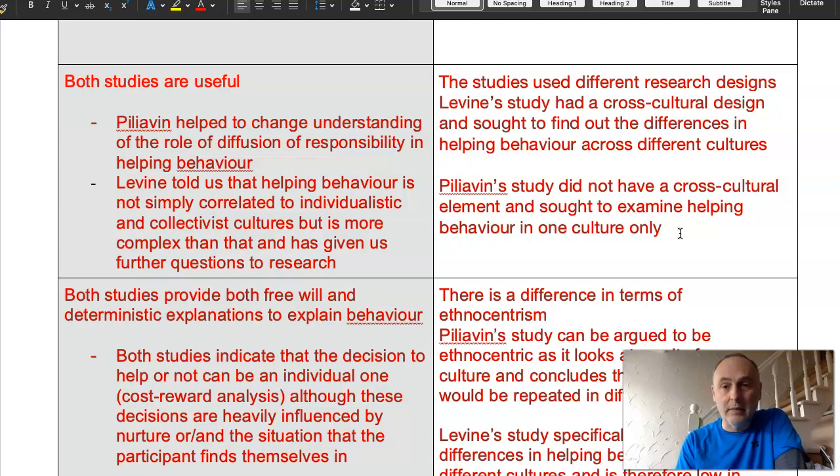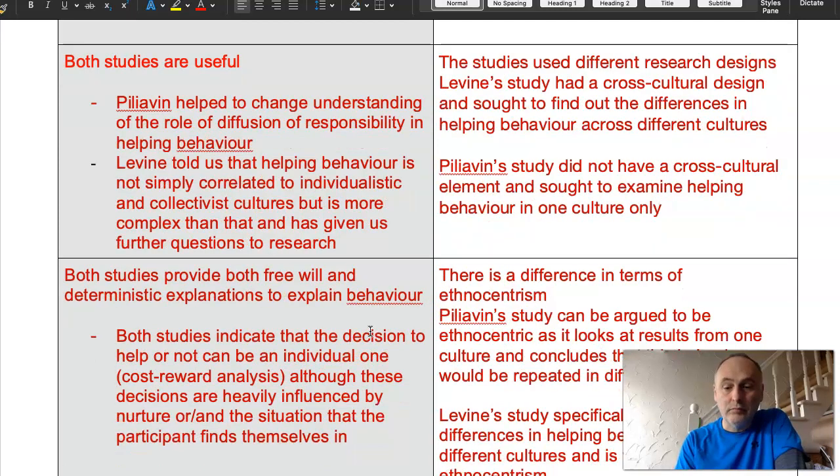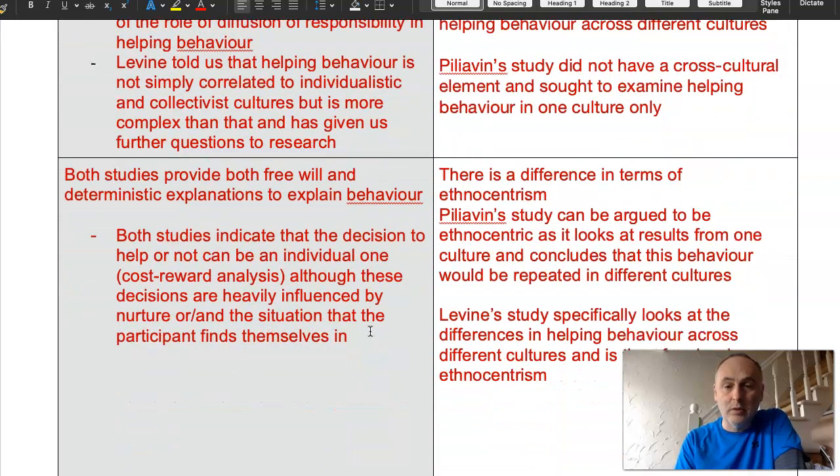Just think about the way we put different paragraphs together with the format that I spoke about before. All right, let's have a look at the last one before I get you to think about some yourself. So a similarity here, both studies provide free will and deterministic explanations to explain behaviour. Right, now this is pushing the boat out a little bit more for you. This takes a bit more thinking about.